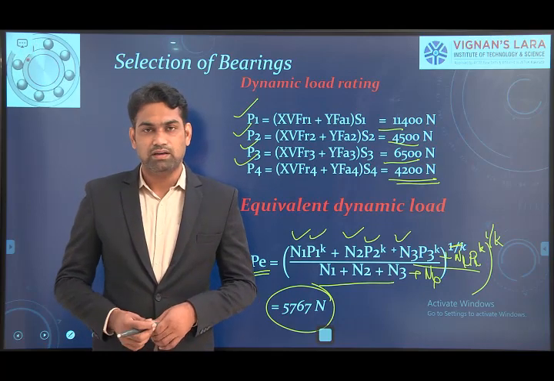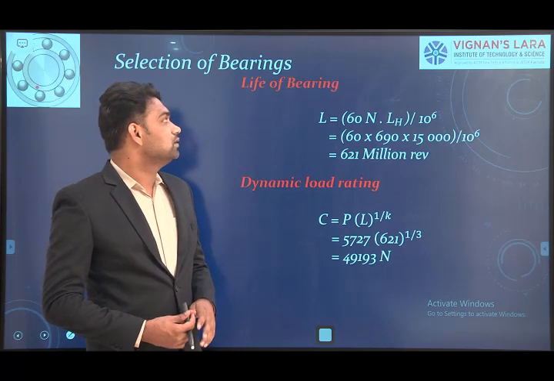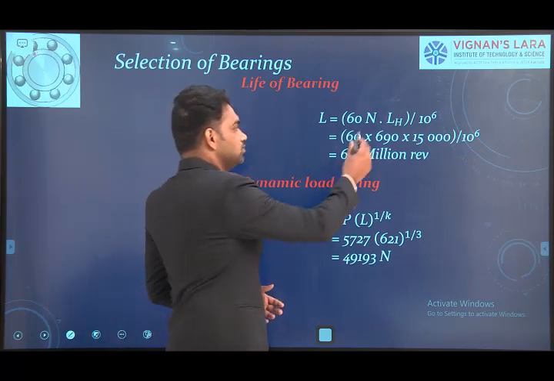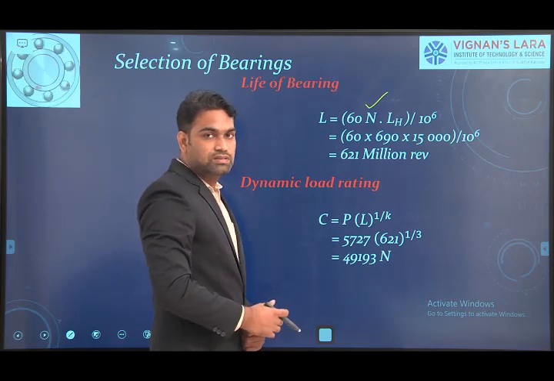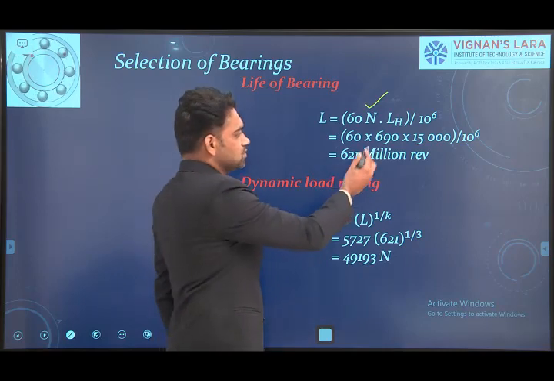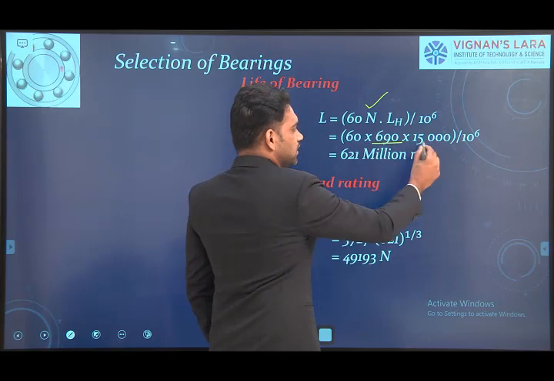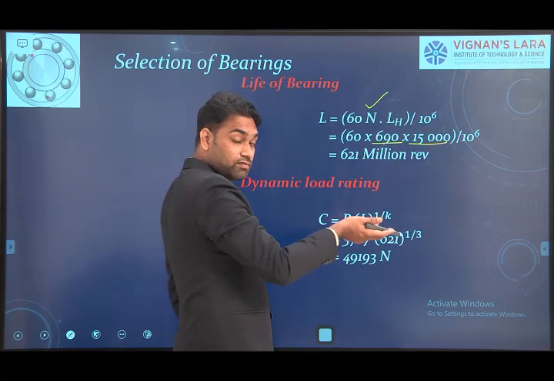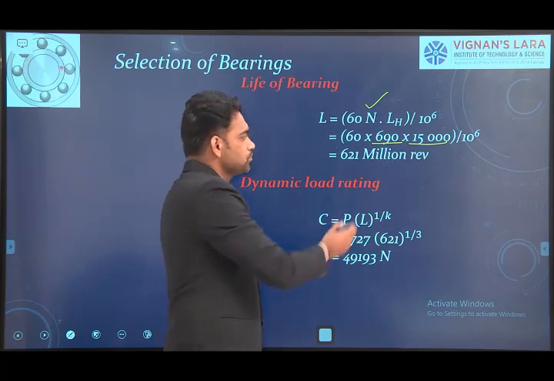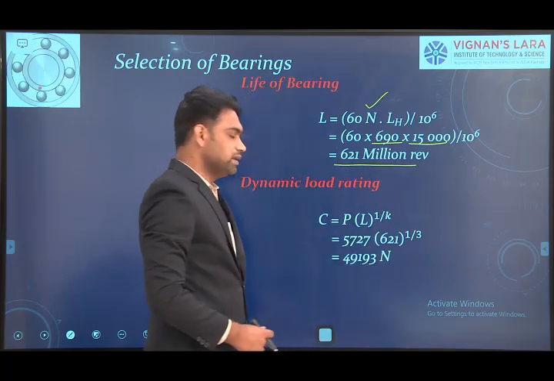After that I can calculate the life of the bearing in million revolutions by using the relation 60 N LH by 10 power 6. Here it is the life of the bearing. Simply substitute N, given by the total number of revolutions N1 plus N2 plus N3 plus N4, which is 690. The life in hours is given as 15,000 hours of service, LH. So we may get 621 million revolutions.